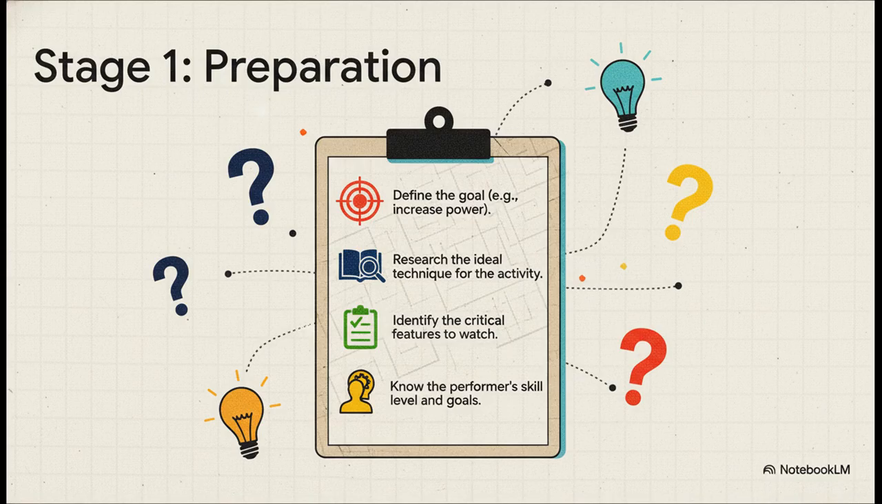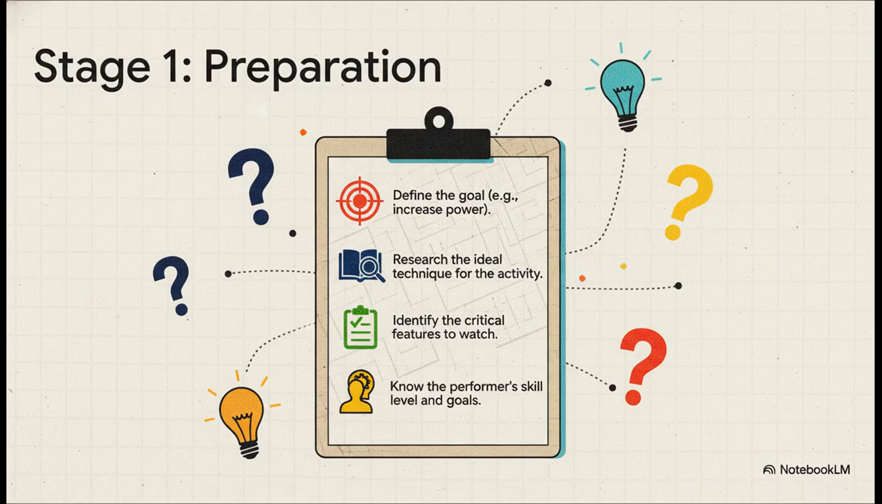You've got to ask yourself some really critical questions, like, what's the actual goal here? Are we trying to increase power, reduce injury risk? What does perfect technique even look like for this specific sport and for this specific person? You also need to know the performer's background, their skill level, their goals, any injuries. Based on all that, you have to decide exactly what critical features you're going to watch for. And you do all of this before you even think about hitting the record button.